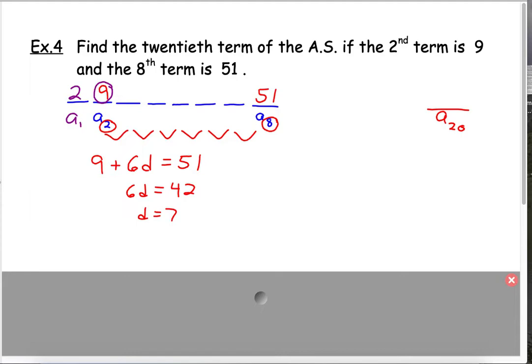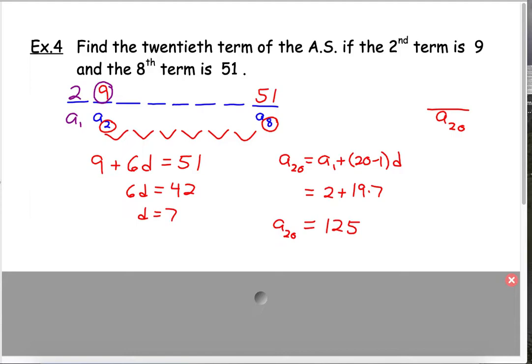So to get the 20th term, a sub 20, that's going to be the first term plus 20 minus 1 times the common difference. So my first term is 2, 19 times my common difference, which is 7. So the 20th term is going to be 7 times 19. So that's 70 and 63, 123, plus 2 is 125.